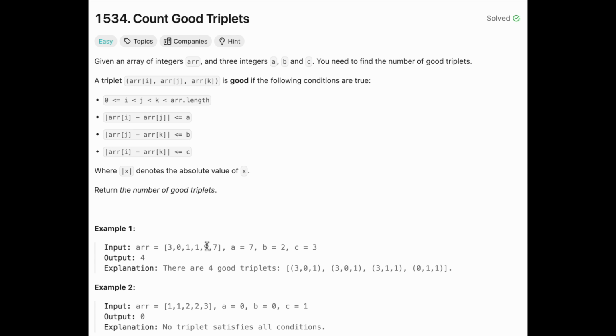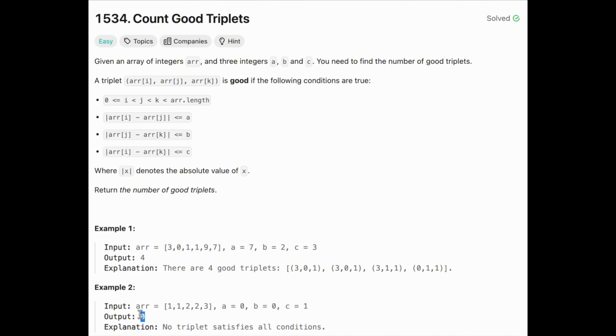So if we look at this example, in example 1, there are 4 good triplets: 3, 0, 1, which appears twice because there are 2 instances of it, then 3, 1, 1, and 0, 1, 1. If you find the differences all around, they are all less than or equal to a, b, and c. In example 2, there are no triplets that satisfy all the conditions here.